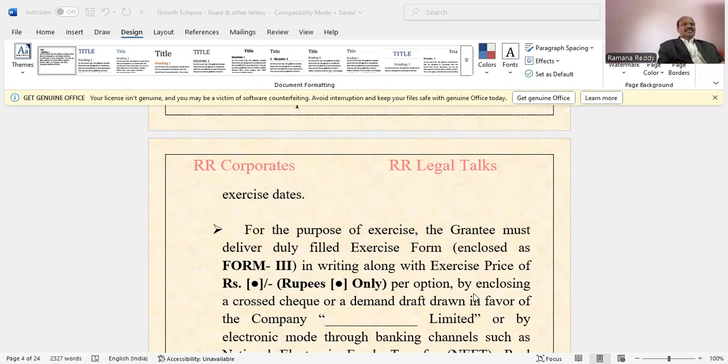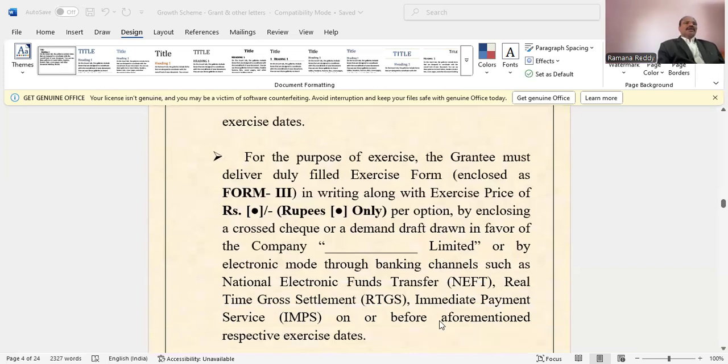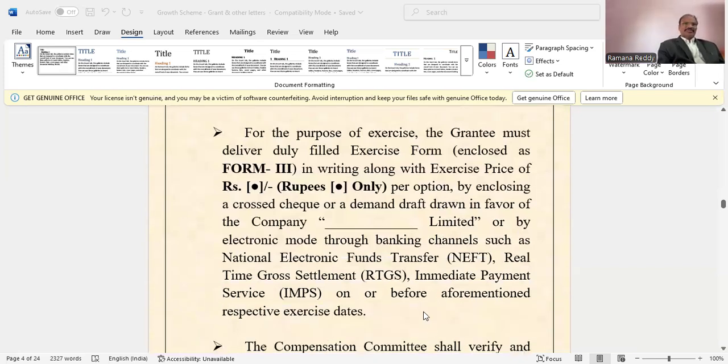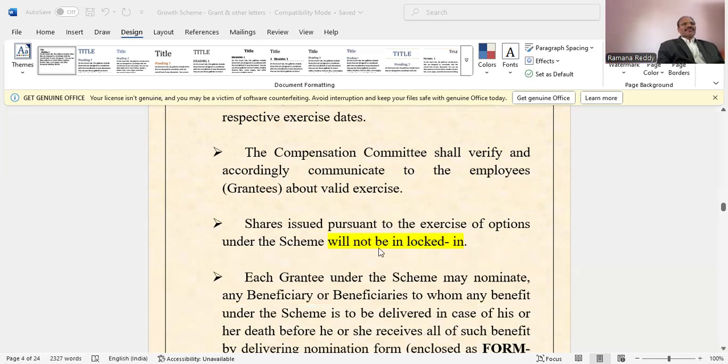Along with the exercise form, the grantee has to attach the payment for exercising, because the exercise price has to be paid. Whether he pays by check or demand draft in the company's name, or by NEFT, RTGS, or IMPS, this has to be done before the respective exercise dates. The compensation committee shall verify and accordingly communicate to the employee about the valid exercise.